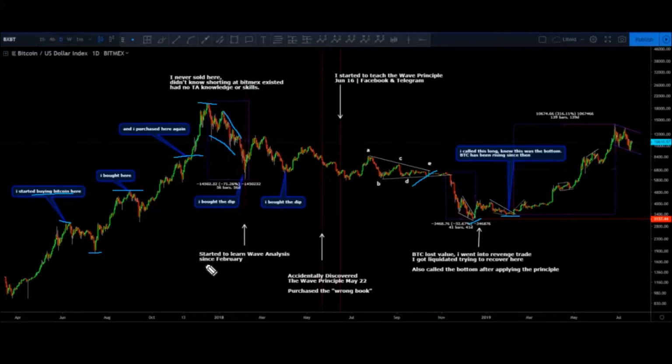And it was then that I started to study wave analysis in another academy, but they didn't talk about Elliott or the wave principle. They only called it structure analysis, and they said that the movement moved in impulses and corrective waves that go lateral. But there's so much more about it that I found later. It was only around May 22 of 2018 that I learned about the wave principle, and it happened because I purchased the wrong book.